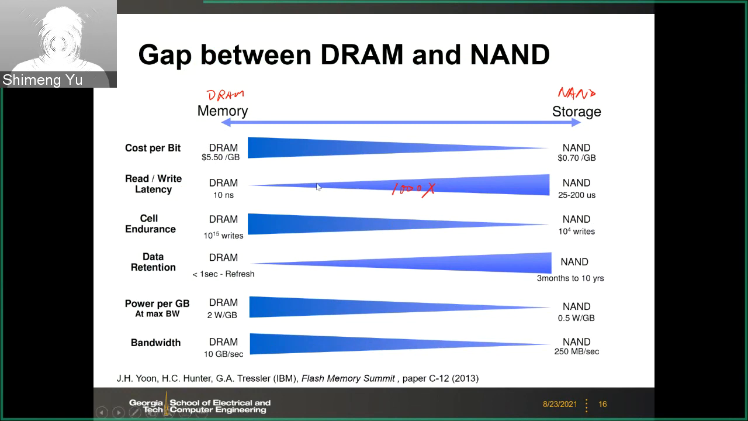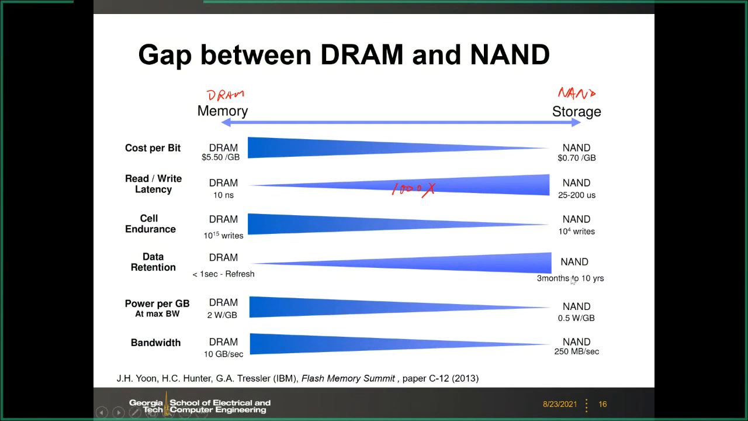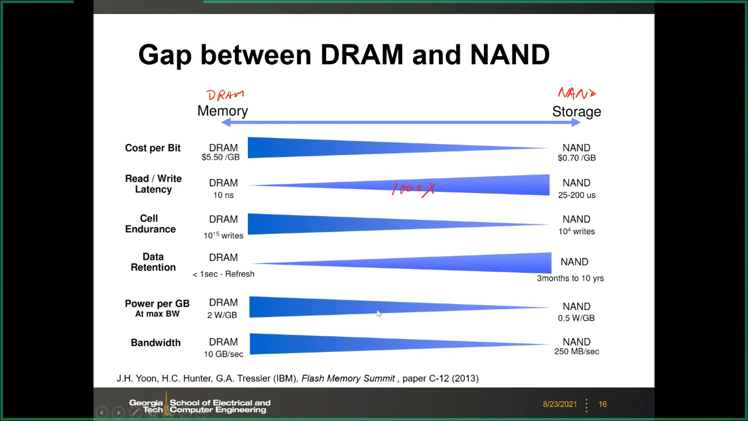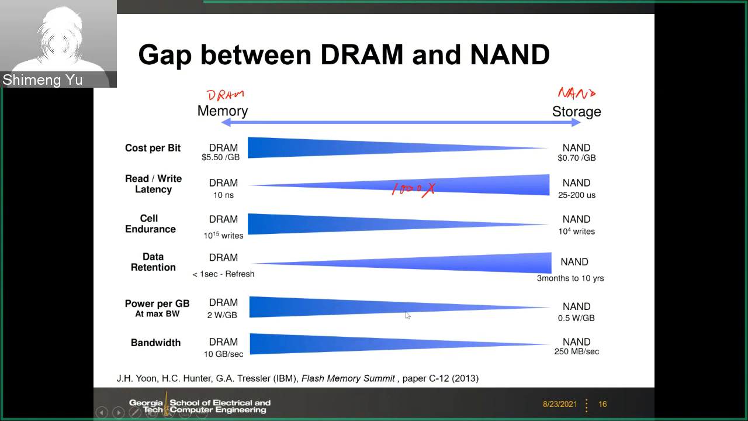There's a difference in cell endurance, and also in data retention. DRAM, as we know, is volatile memory, which means if you remove the power supply, your data is gone. But NAND flash can retain your data for 3 months to 10 years. So there's a big difference. Also, bandwidth and power have very different characteristics between DRAM and flash. The point is that there is a gap between DRAM and flash in terms of those metrics.